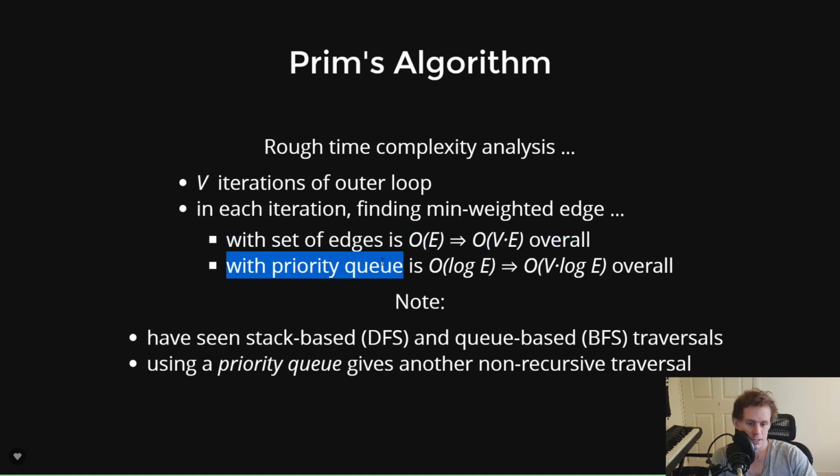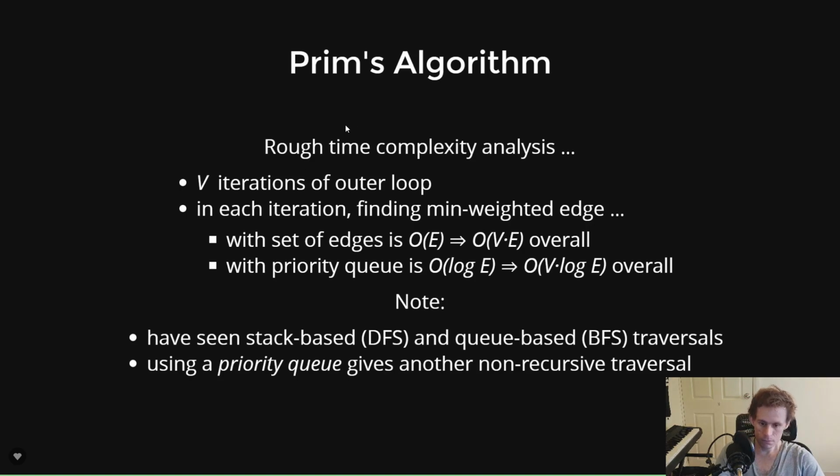On the other hand, if you use a priority queue, which is a data structure we haven't talked about yet, it's actually only V log E. Because getting the right value from a priority queue is quicker than getting a value out of a list of edges, right? Because with a list, you're going to have to go through every item in the list.